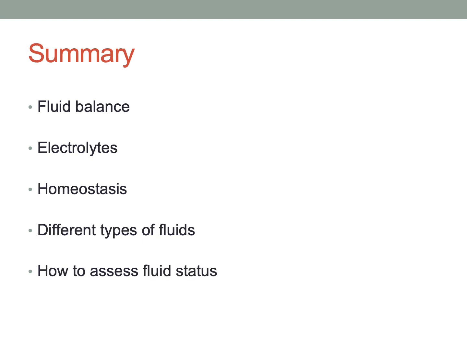In summary of today's learning, we've looked at fluid balance and how our bodies maintain that. We've had a look at the different types of electrolytes involved, and the different types of pressures involved in maintaining fluid balance, including hydrostatic and oncotic, and we've looked at diffusion and osmosis. We've also discussed the different types of fluid and what the pros and cons of each of those are. And we've looked through how we can assess our patients and their fluid status so that we can then titrate our management according to that.